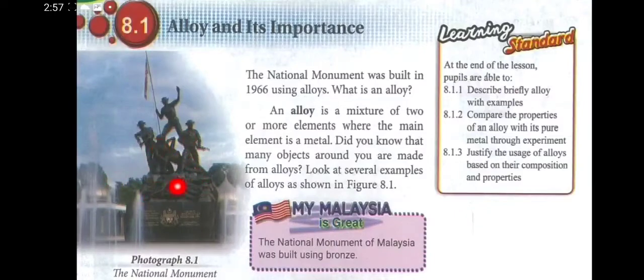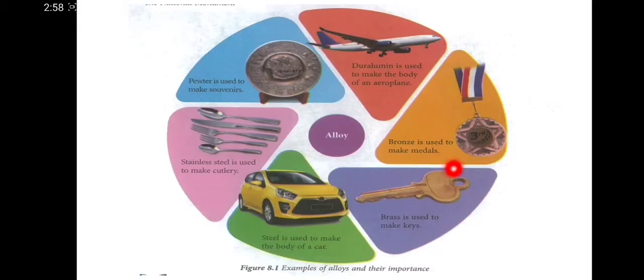The National Monument was built in 1966 using alloy. So what is an alloy? An alloy is a mixture of two or more elements where the main element is a metal. So alloy ini adalah mixture of two or more elements, main element dia adalah metal. The National Monument of Malaysia was built using bronze. So bronze itu adalah alloy. So kita tengok some examples of alloy and their importance.